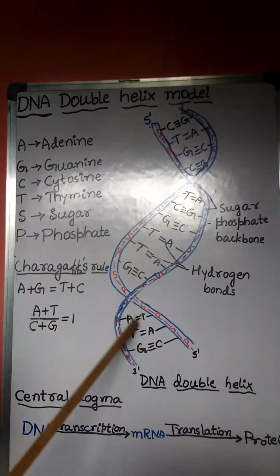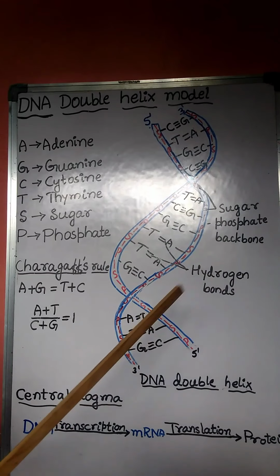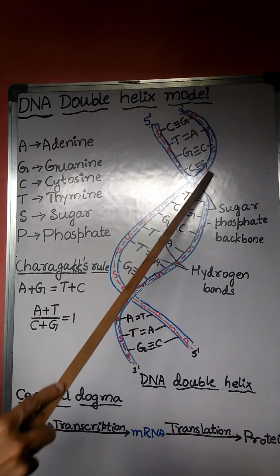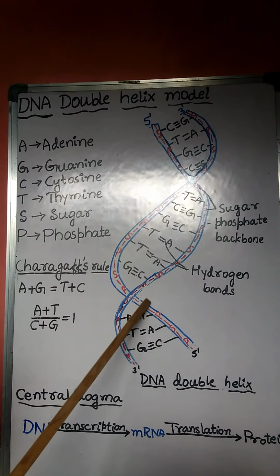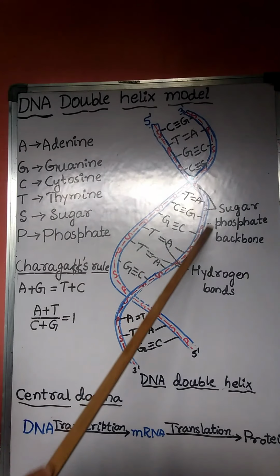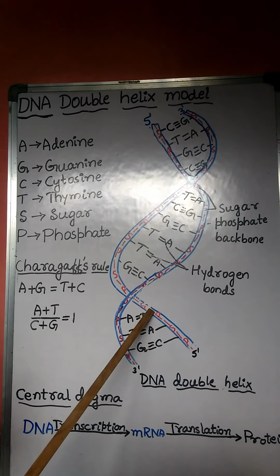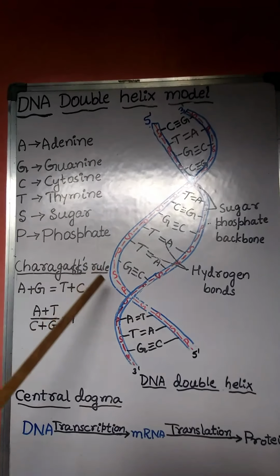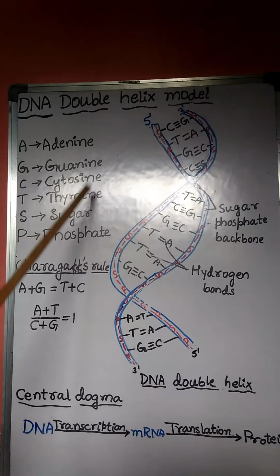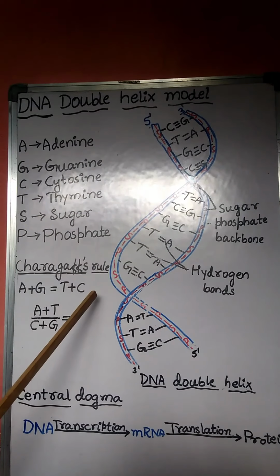In DNA, two grooves are present, that is, the major groove and the minor groove. This is about the DNA double helix model, or the structure of DNA.